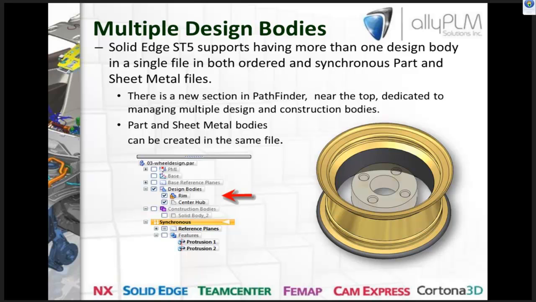We now have multiple design body options. ST5 now supports having more than one design body in a single file in both ordered and synchronous part and sheet metal files. There is a new section in Pathfinder dedicated to managing multiple design and construction bodies. Part and sheet metal bodies can also be created in the same file.